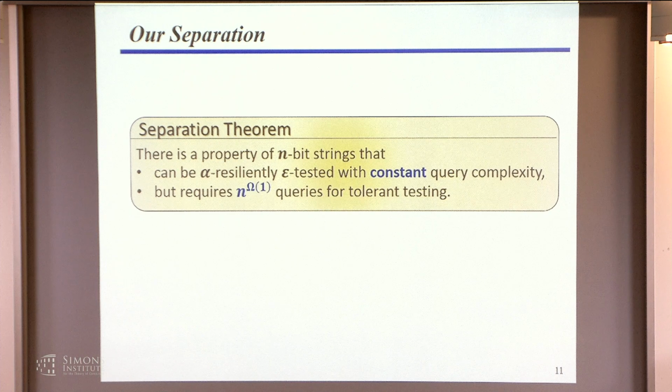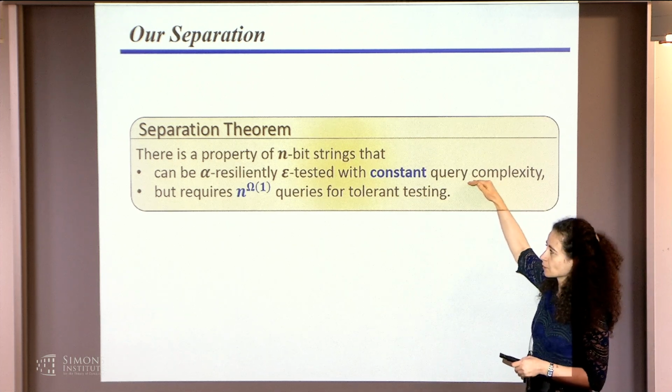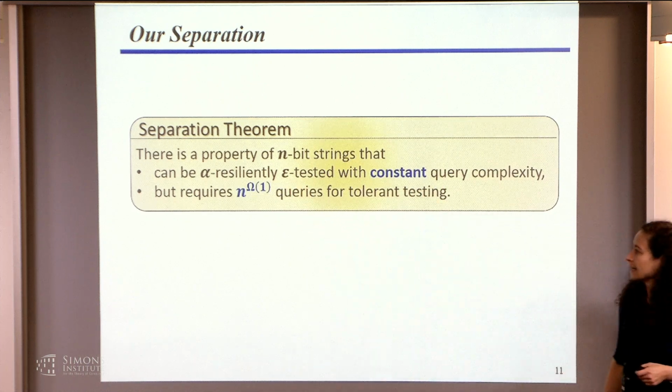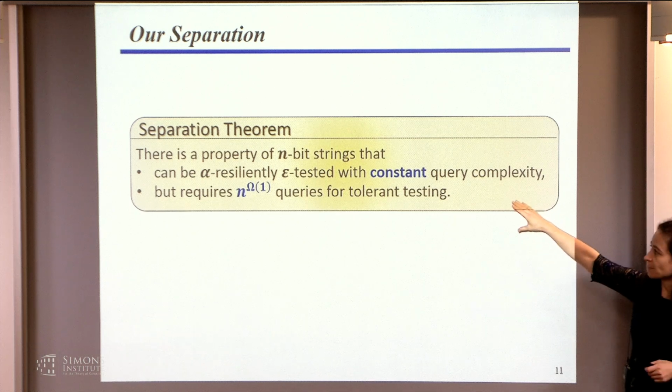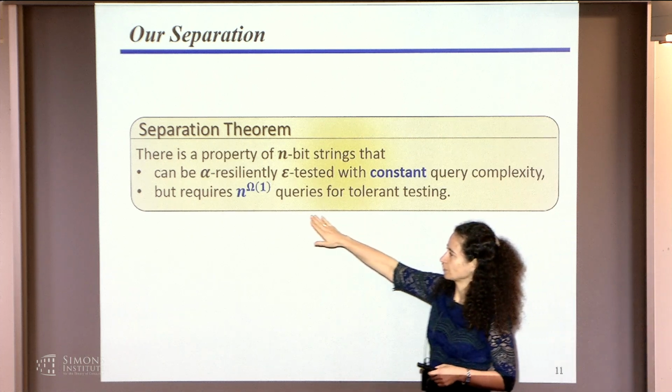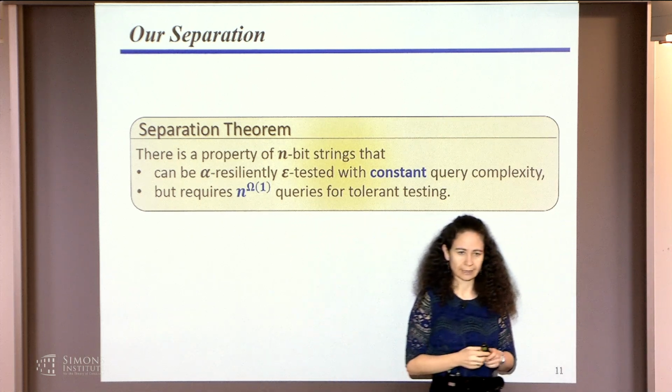Specifically, there exists a property of n-bit strings and ranges of parameters alpha and epsilon such that this property can be alpha-resiliently epsilon-tested with constant query complexity, meaning the query complexity of the tester depends only on alpha and epsilon, but not on the length of the input. But the same property, in order to be tolerantly tested, requires many queries. In particular, polynomial in the length of the input.